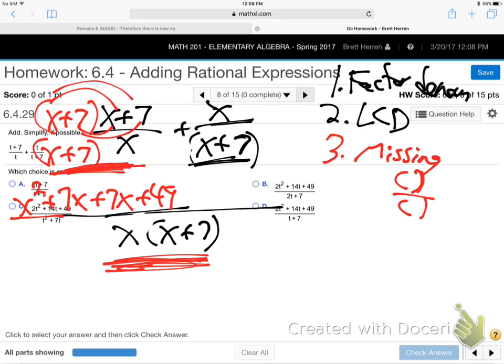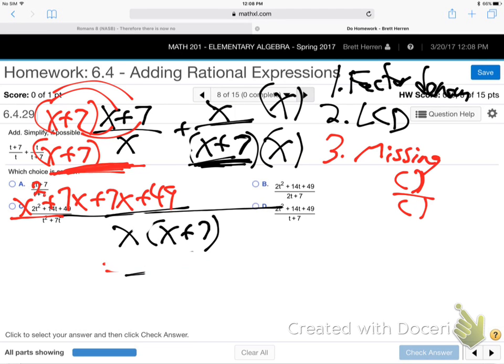Go to the second. Compare him to the common. What is he missing to make him the same as the common? Solo x. Give him a solo x. Top and bottom. And then he will match the denominator, right? What happens on the top? x times x? x squared.